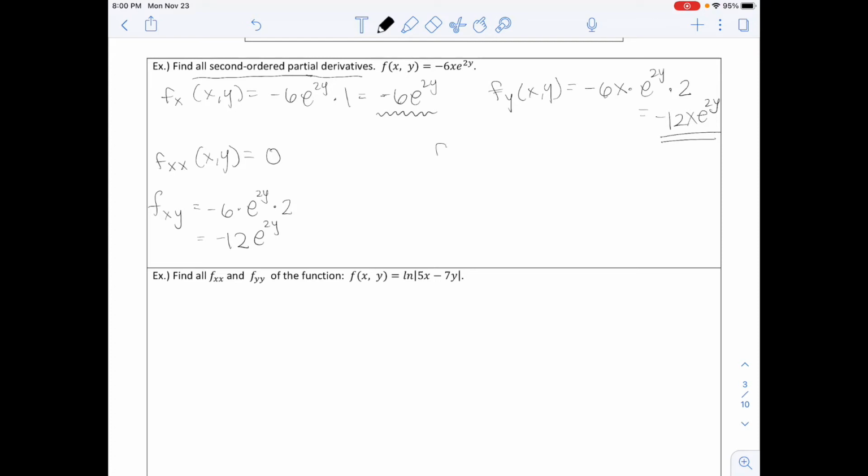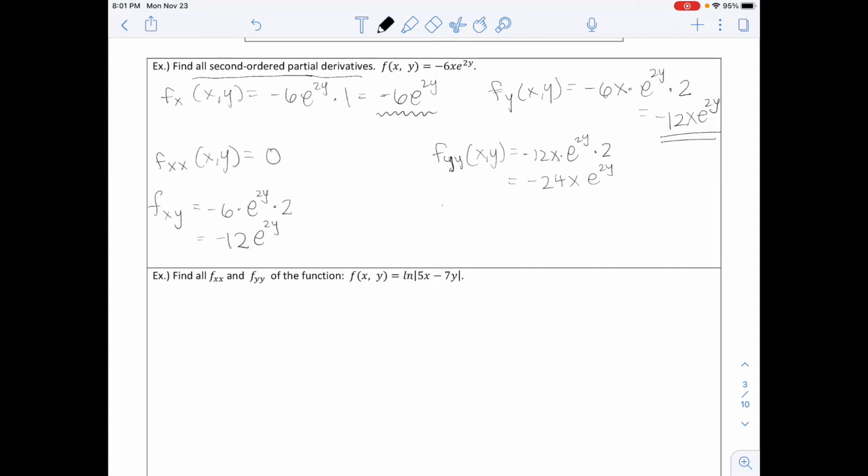So let's go ahead and find our partial with respect to y twice. So putting 2 y's there of x comma y. And taking the derivative of this again with respect to y, our constant is negative 12x. And then taking the derivative of e to the 2y with respect to y would be e to the 2y times 2, the derivative of that exponent. This simplifies to negative 24x e to the 2y.